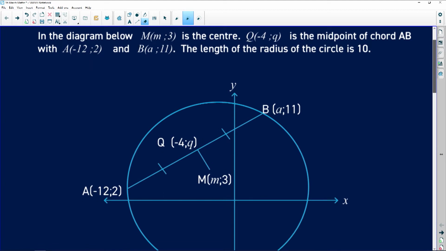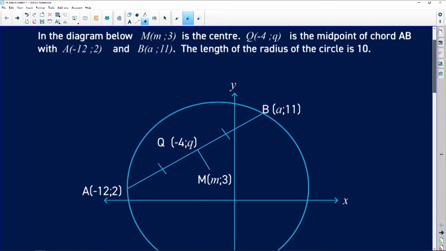is the center of the circle clearly. Q(-4; q) and Q is the midpoint of chord AB with A(-12; 2) and B(a; 11). The length of the radius of the circle is 10. Right, so we can all see what is going on. This is information that is appearing on the diagram based on that particular letter.